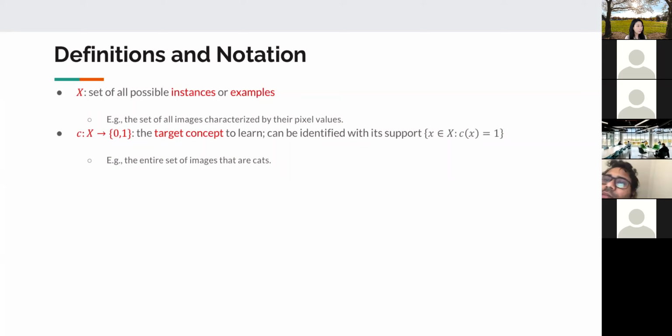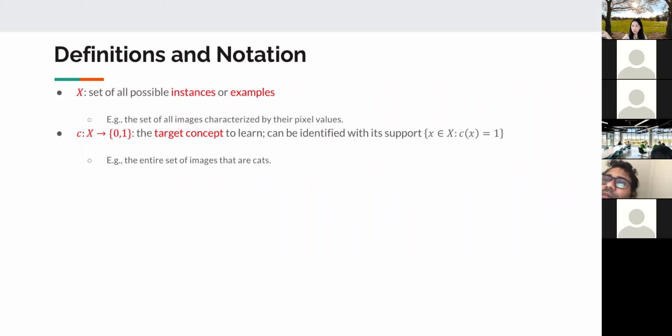It's hidden. It is the underlying process that's happening within your data, but you have no control over it and you cannot observe it. So you can also imagine that your target concept in this binary case can be identified by its support. What does that mean? It means the collection of examples X within the input instance space such that the target concept would map X to 1. Okay, so this is the entire collection of X that are mapping to 1.